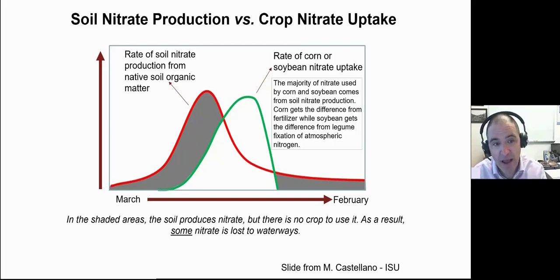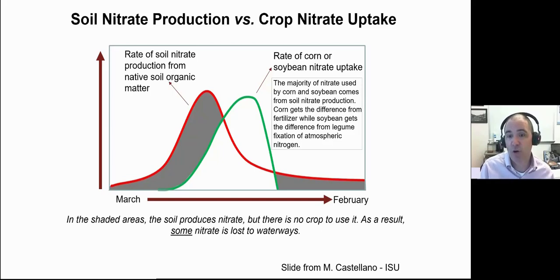And the red line is trying to illustrate the rate of soil nitrate production from native soil organic matter. So as soils are moist and warm up in the spring, we convert a portion of the stable organic nitrogen pool in our soils into the nitrate form. So that red line illustrates the rate of soil nitrate production within these very productive soils throughout much of the upper Midwest.